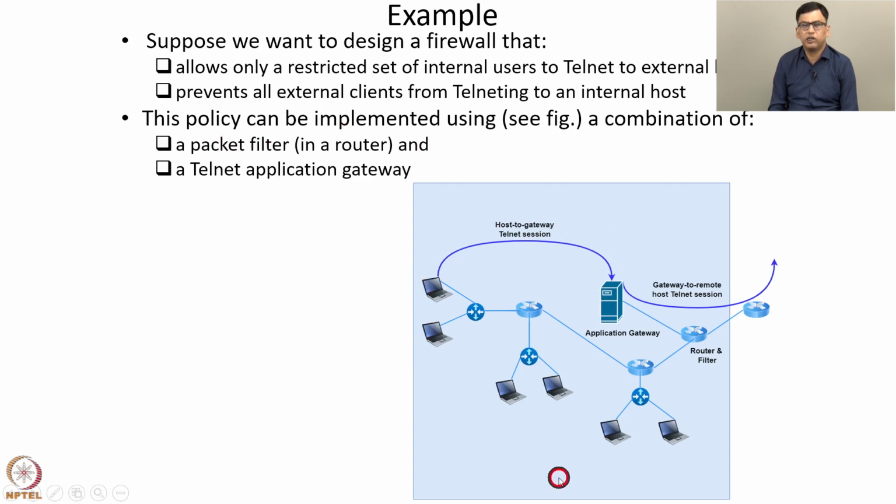So this is the organization's network. All the nodes that are within this blue box are in the organization's network, and this particular node is outside the organization's network. This is the application gateway, and this is a packet filter in a router. So consider a host from inside the organization's network which wants to establish a telnet connection to a host outside the organization's network. Then that telnet connection has to pass through this application gateway, as shown in this figure. Hosts from outside the organization's network cannot set up a telnet connection to a host inside the organization's network.